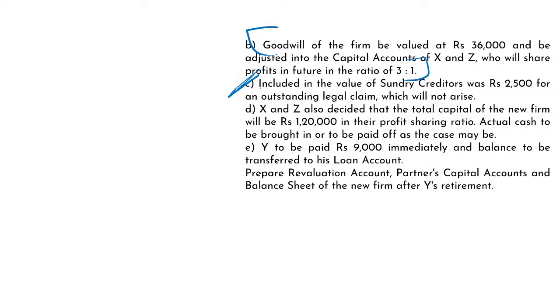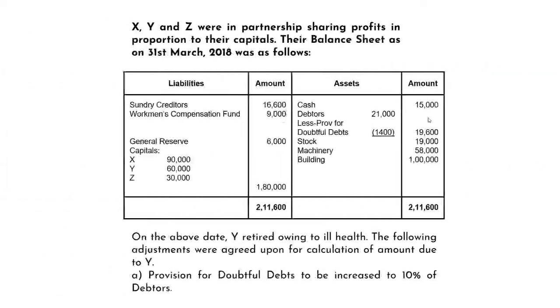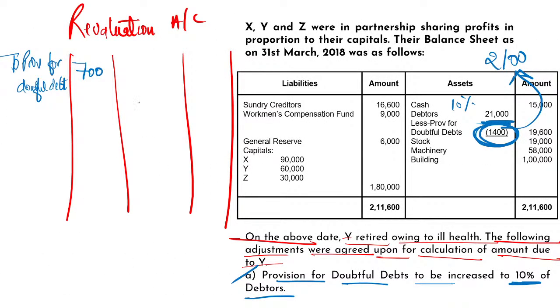Coming on to point C, included in the value of sundry creditors was 2,500. There were creditors of 2,500 for an outstanding legal claim which will not arise. Now your creditors will not ask for money. It is your profit. Therefore, it will be recorded on the credit side, by creditors 2,500.